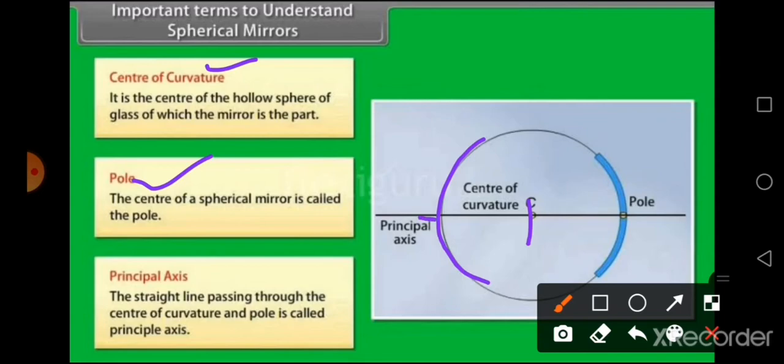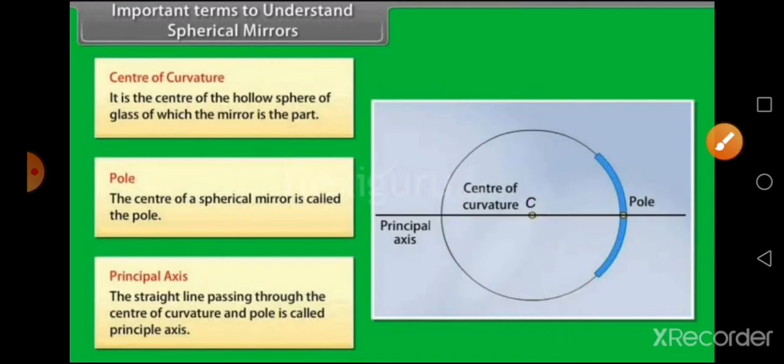Whatever the geometric center of the particular mirror you are going to take, that will be the pole. Here in this case, the exact geometric center is going to be the pole. Okay. Now the next term you are going to have is radius of curvature.